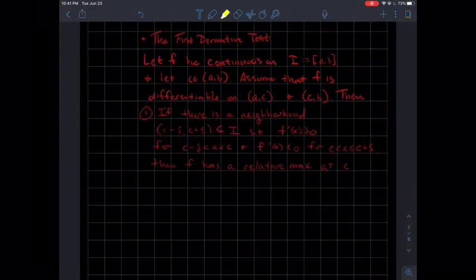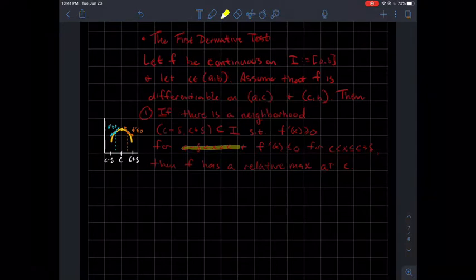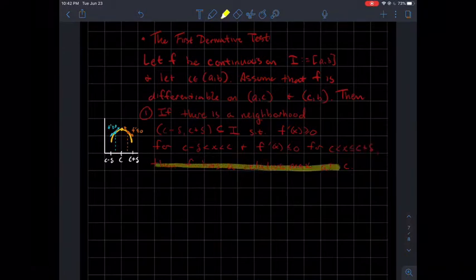So 1, if you can find a neighborhood around c, say c minus delta, c plus delta, that's still contained entirely in your interval, such that on that neighborhood the derivative is non-negative as long as x is to the left of c, and the derivative is non-positive as long as x is to the right of c. Well, then what has to happen? f has to have a relative max at c.